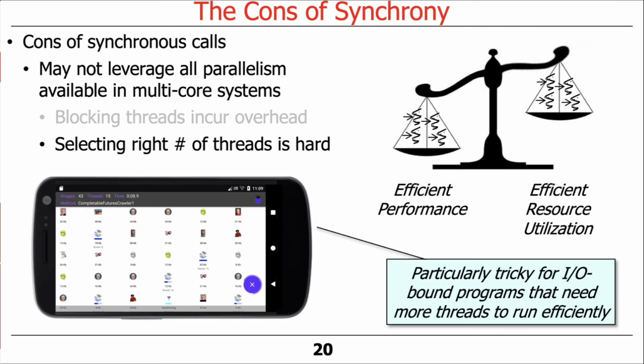This trade-off, trying to figure out the right answer here, is particularly tricky for I/O-bound programs that need more threads to run efficiently. And there's no good one answer here. As you're familiar, in parallel streams, we can use things like setting the number of threads as a property, which is kind of crufty and inflexible. More commonly, we would use the managed blocker interface, but even there, it's a little bit hard and you end up spawning a lot of threads.